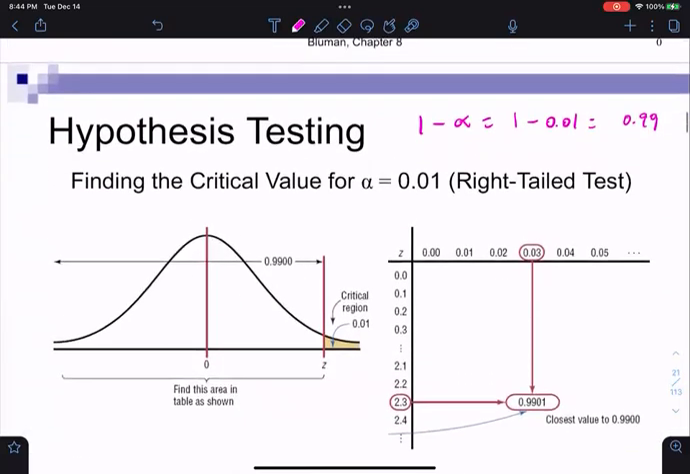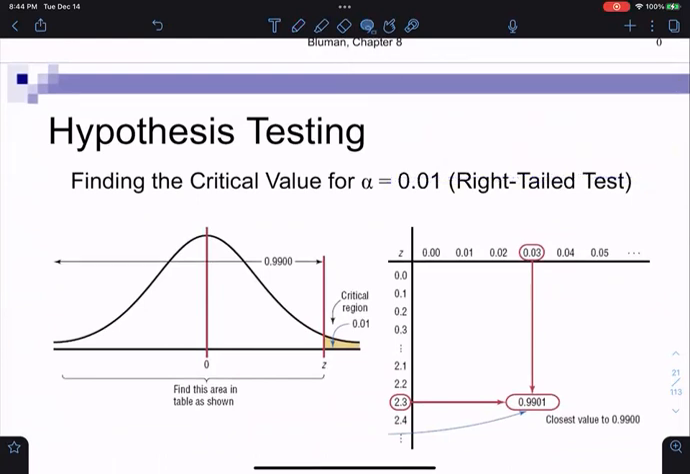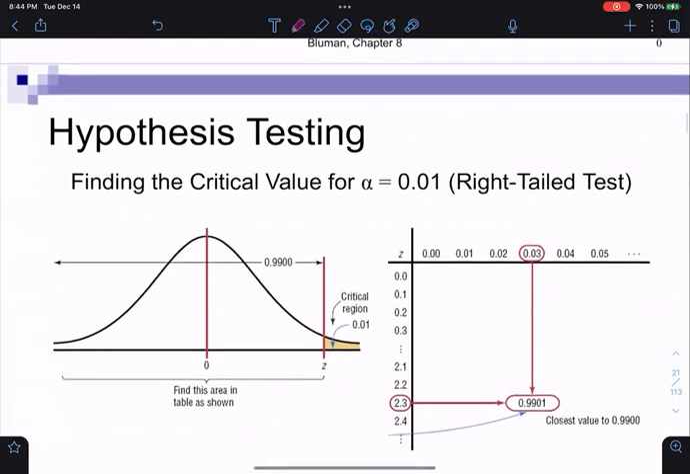So here they want you to find the critical value with alpha, the significance level, 0.01. If it's a right tail test, you will do 1 minus alpha, which is 1 minus 0.01. That's 0.99. So you need to look at this probability on the Z table, the standard normal distribution, and find the C value for that. If you look at the table, you get 2.33. Let's see if that's true.